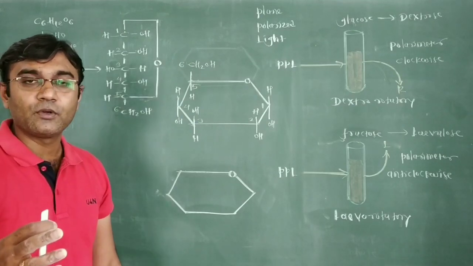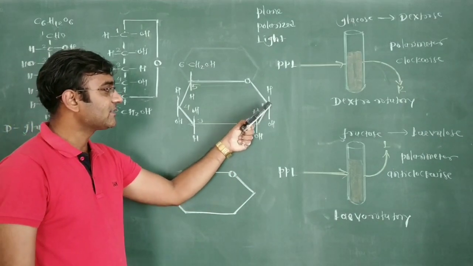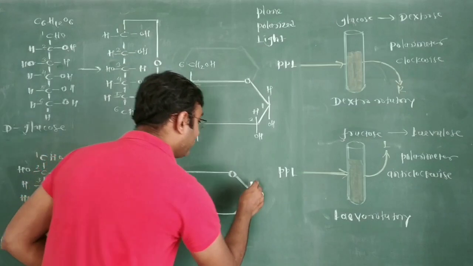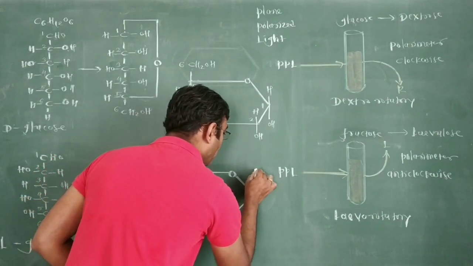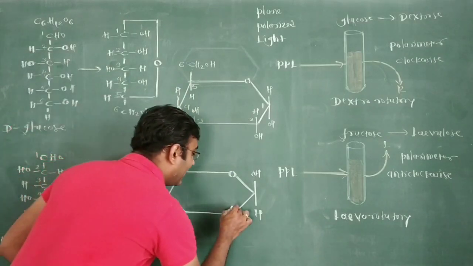The ring structure of glucose also has two forms. At the first carbon, H on the upper side and OH on the lower side. The reverse is also possible: at the first carbon, OH on the upper side and H on the lower side. The rest of the structure remains as it is.